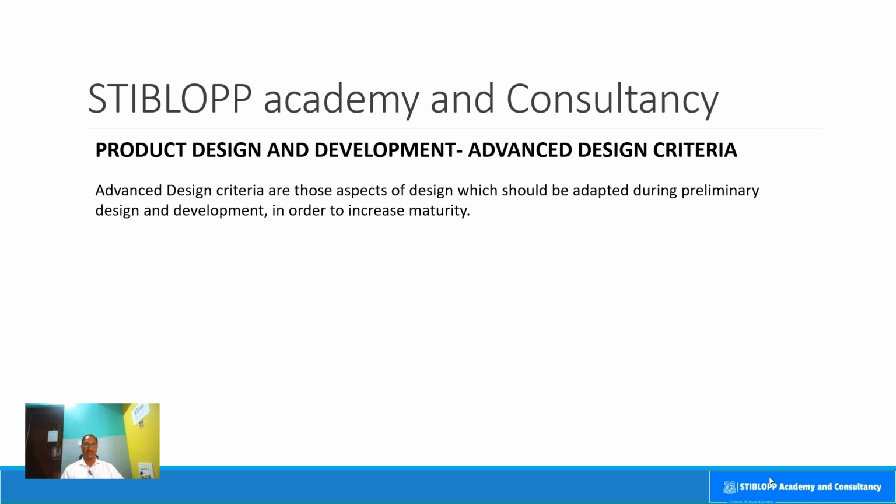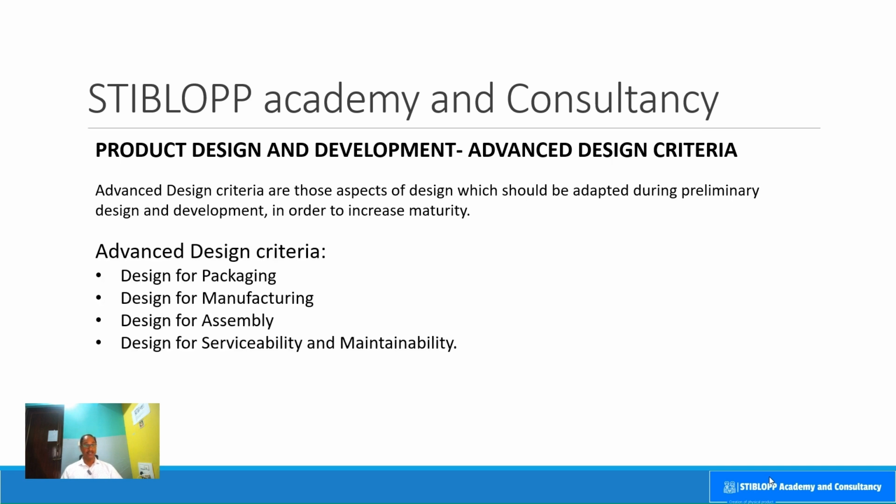What happens in the concept design? In the concept design, we get the shortlisted ideas, we apply our engineering basics and our creativity to achieve functionality, workability, and durability. So, in the preliminary design and development, we have to apply some advanced design criteria in order to bring in the maturity of the design. Let's see what are those advanced design criteria. They are design for packaging, design for manufacturability, design for assembly, design for serviceability, and the maintainability. Now let's look into each of them.